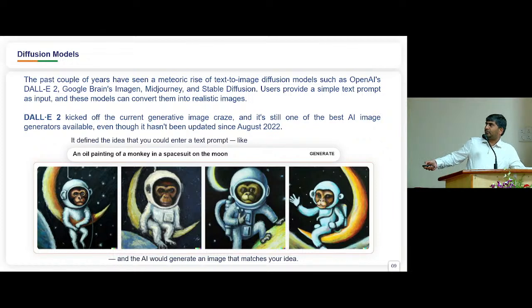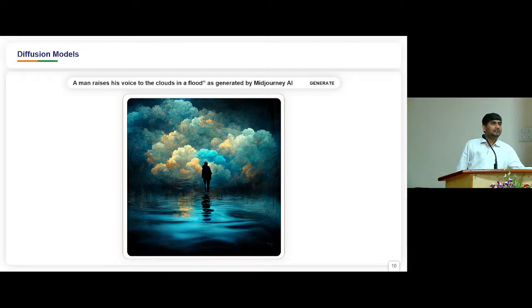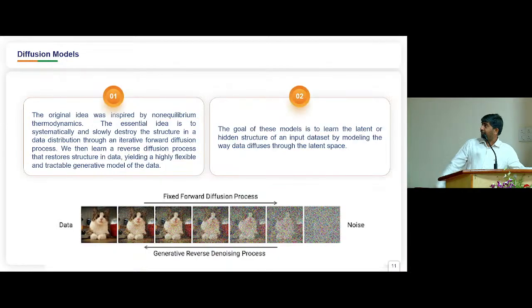Again, someone just said, can you draw an oil painting of a monkey in a spacesuit? Okay, this is fine. But look at it, it's a modern painting. How much would you pay for it? If I don't say that it is generated by generative AI, you would be right to pay any amount for it. But it is free now. In fact, someone gave a sentence, a man raises his voice to the clouds in a flood. That's it, it auto-generated this modern painting. That is the power of generative AI.